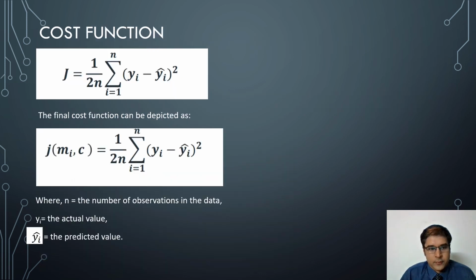Now we discuss the cost function. J is equal to 1 by 2n summation i equal to 1 to n of (yi minus yi cap) whole square, where yi is the actual output at the ith input, and yi cap is the predicted output at the ith input. The final cost function can be depicted as J(m, c) equal to 1 by 2n summation i equal to 1 to n of (yi minus yi cap) whole square, where n is the number of observations in the data, yi is the actual value, and yi cap is the predicted value.